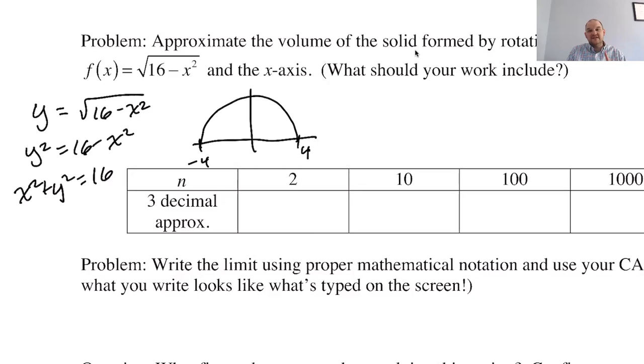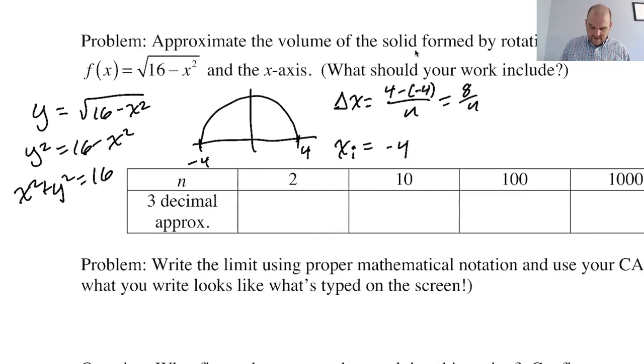Okay, so I'm going to need a delta x. So delta x is going to be 4 minus negative 4, so 8, the diameter, in fact, over n, so 8 over n. X sub i is going to be where I start, which is negative 4, plus i delta x, so I'm just going to write 8i over n.